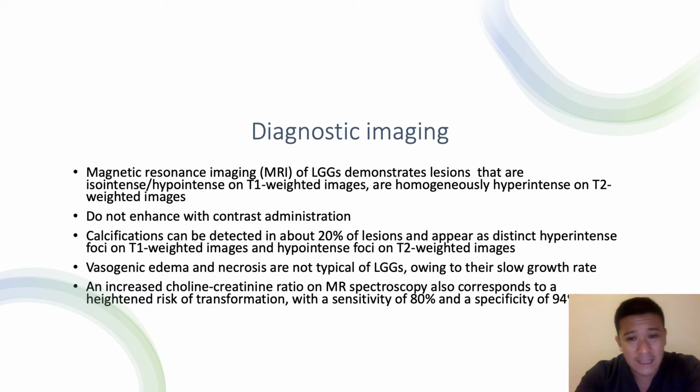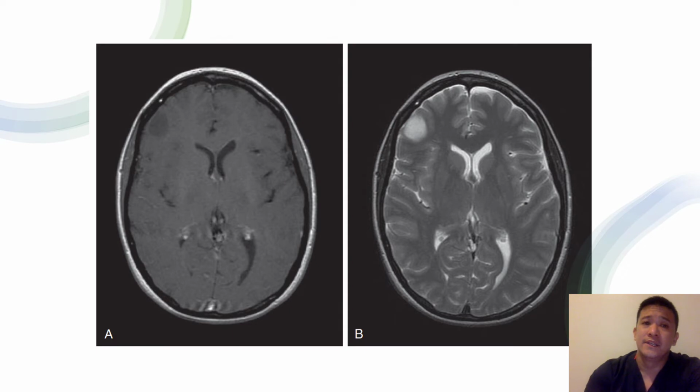It means that the tumor has a heightened risk of transformation into something more malignant. So this is an example of an MRI of a low-grade glioma. I am not sure if you're familiar with the different sequences in MRI, but just to give you the gist of it, let me pull out a pointer. There you go. So this is T1 and T2.